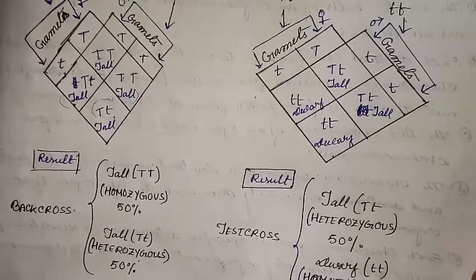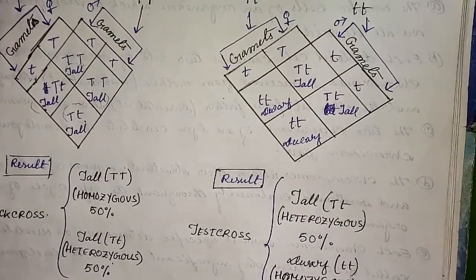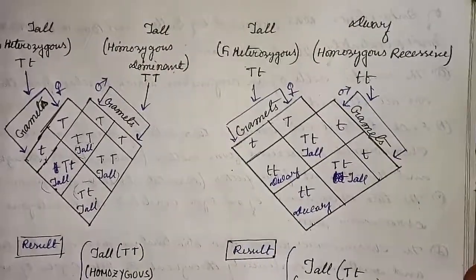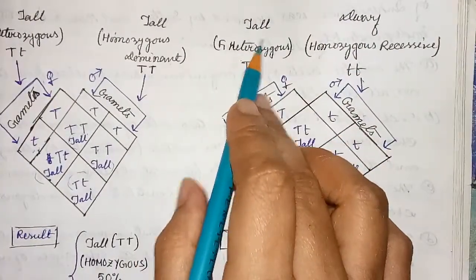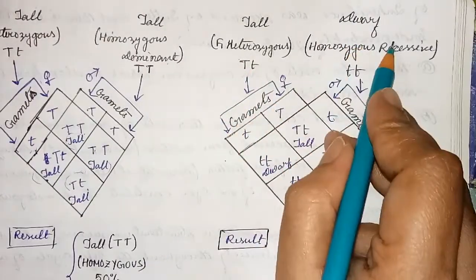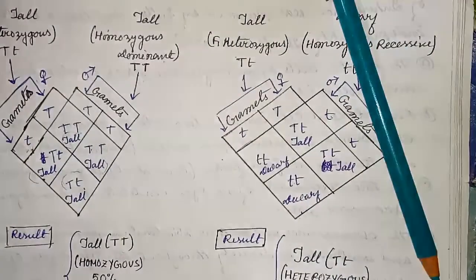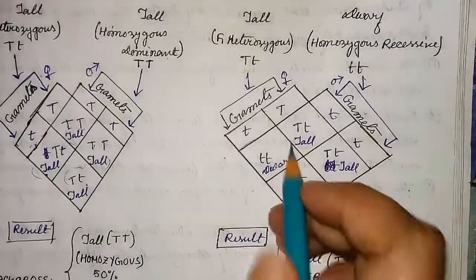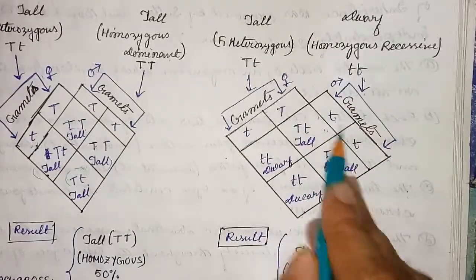Okay, and in case of test cross, the cross is between tall and dwarf. So the tall plant is F1 heterozygous, that means capital T small t, and the dwarf plant is homozygous recessive, which means small t small t. Okay, now it is the Punnett square box, where the gametes are capital T small t, and the gametes from here are small t small t.